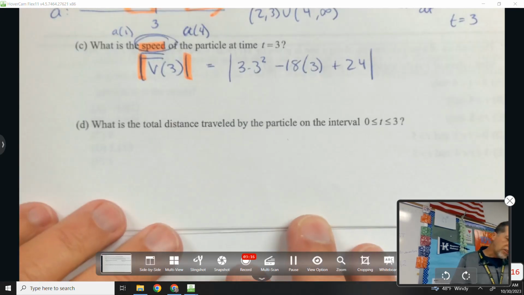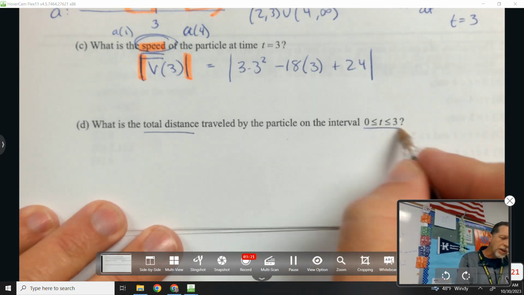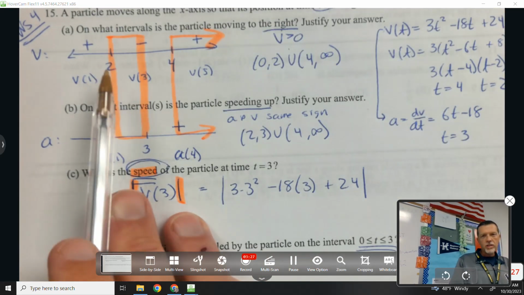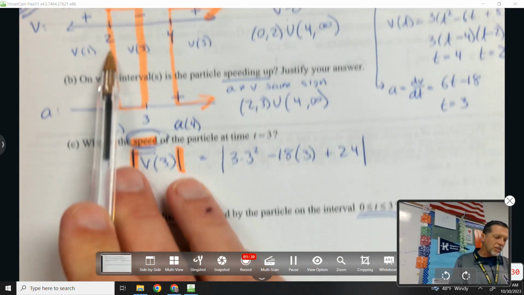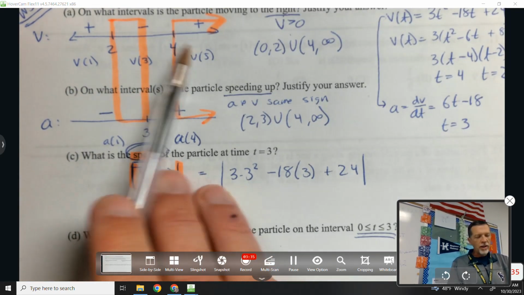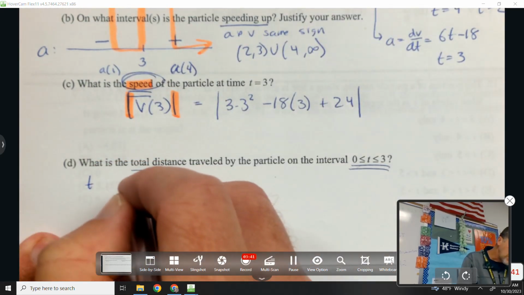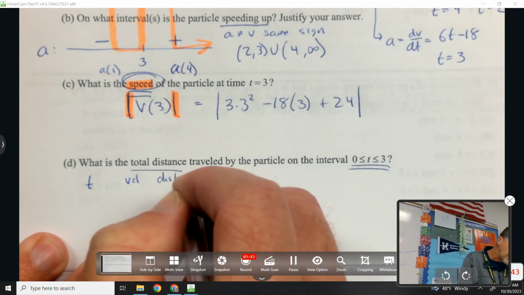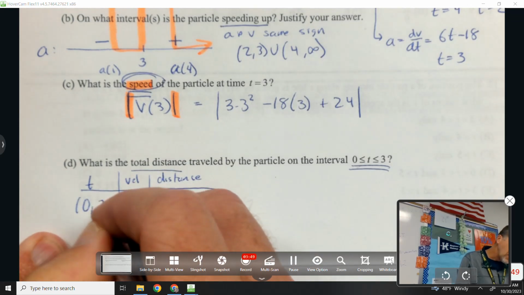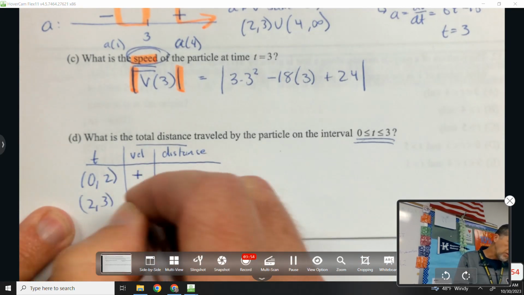What is the total distance traveled? Okay, so probably a motion diagram, or at the very least I have to think about when I'm changing directions between 0 and 3. So from 0 to 2, I have a positive velocity. From 2 to 3, I have a negative velocity. It changes at 4, but I don't care about 4. I'm just doing 0 to 3. So time, velocity, distance. Either a table or a motion diagram, something to keep things straight. From 0 to 2, we're moving forward. From 2 to 3, we're moving backwards.